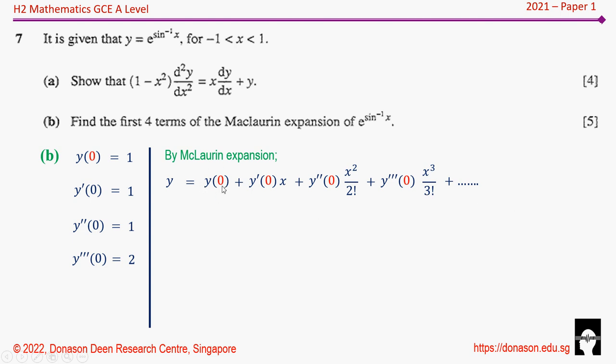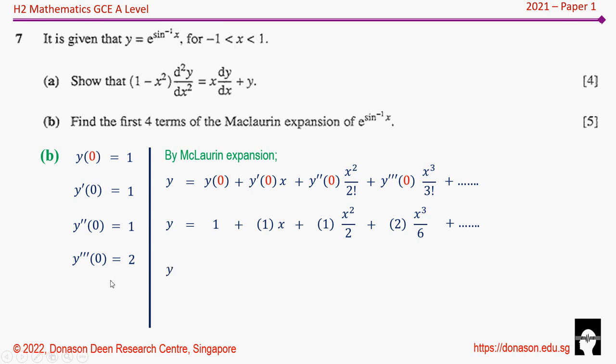So what are you going to replace y(0) with? Of course it's a 1. So y is equal to, y(0) is a 1, so let's replace it with a 1, and y'(0) is also a 1, so I have replaced the y'(0) with a 1, but of course there's an x here, so let's write the x. y''(0) is also a 1, so I'm going to just replace it with a 1, and x squared over 2 factorial. What is 2 factorial? 1 times 2, that's a 2. So this is going to be x squared over 2, and y'''(0) is a 2, so I'm going to replace the y'''(0) with a 2. x cubed over 3 factorial is 1 times 2 times 3, that would be a 6, so it's going to become x cubed over 6 plus dot dot dot, the rest of the terms.